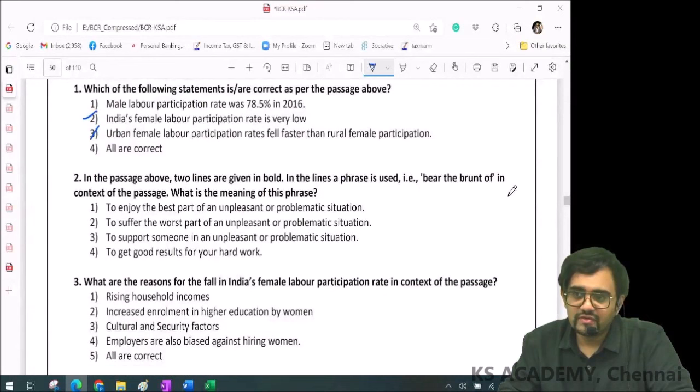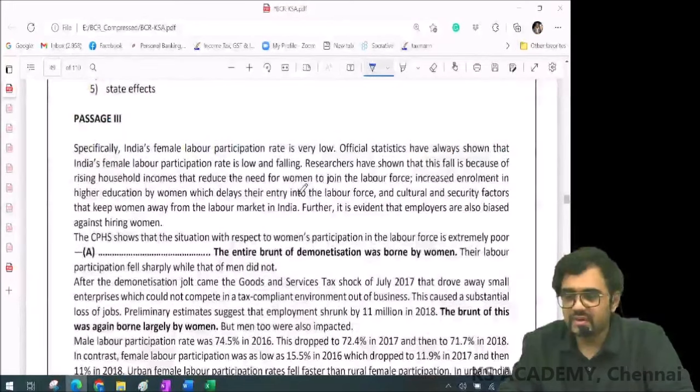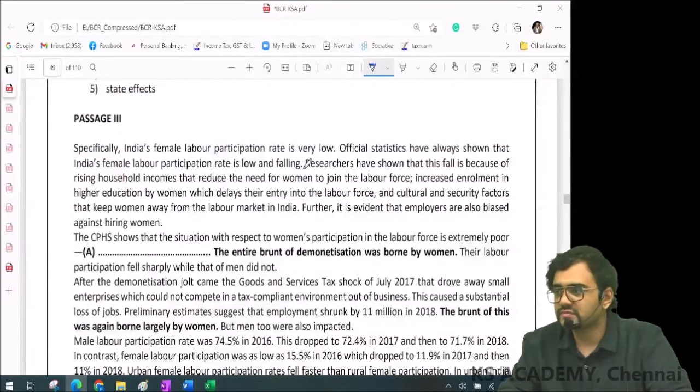In the passage above, 2 lines are given in bold. In the lines a phrase is used, bear the brunt of. What is the meaning of bear the brunt of? You see the context and tell. The entire brunt of demonetization was borne by women. Means?